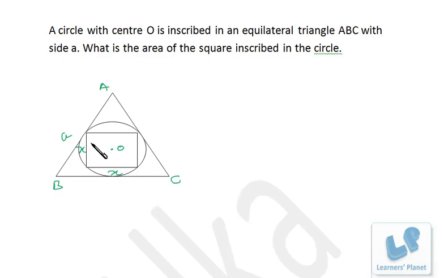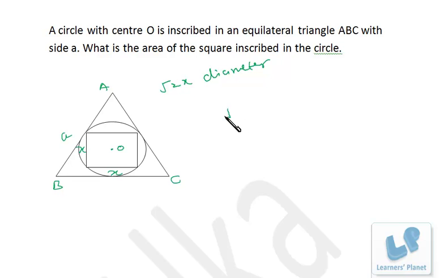So diagonal, if side is x, the length of the diagonal will be what? Root 2x, okay? Length of diagonal is root 2x, and that is the diameter, right? And area of the square will be x square. Now how do we calculate inradius? Direct formula we have, various times we have used that.